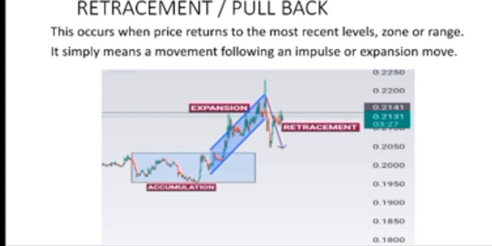So retracement occurs when price responds to the most recent level, zone, area, or range. It simply means a movement followed an impulsive expansion. As you can see, this is a range market, just like I showed you earlier. And from this range, what do you see? You see expansion, price moves up, and what do you see again? This is what we call the retracement. The price pulls back down, but not up to the level of that range where the movement initially started. So it's going to pull back a bit for the market to rest, and then continue in the upward direction.